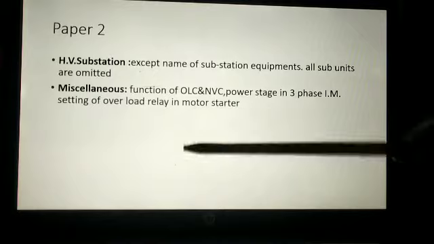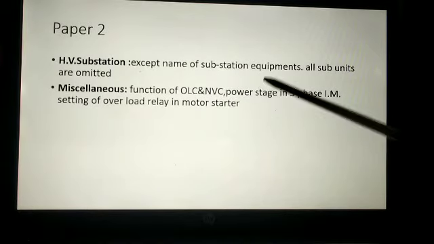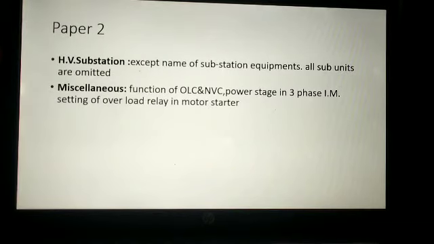And from HV substation, except name of substation equipments, all subunits are omitted, right? And from miscellaneous, function of OLC and NVC, power stage in three-phase induction motor, setting of overload relay in motor starter. This point is removed. So this is about it. You can take screenshots if you want.